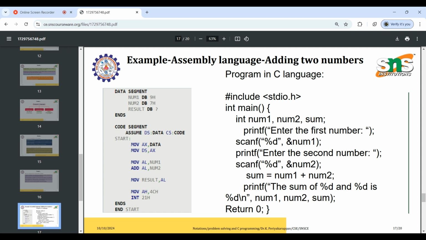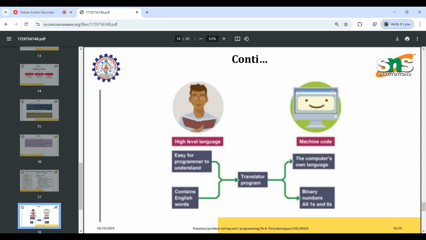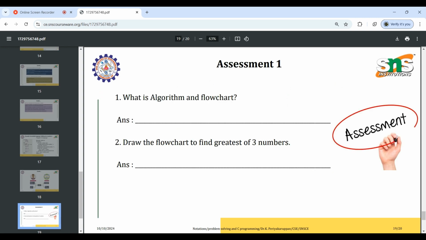So we use the high level language for programming, which is easy for the programmer to understand, and it contains English words. The translator program will convert it into the machine code, the computer's own language, which is the ones and zeros binary format. So we have an assessment here.